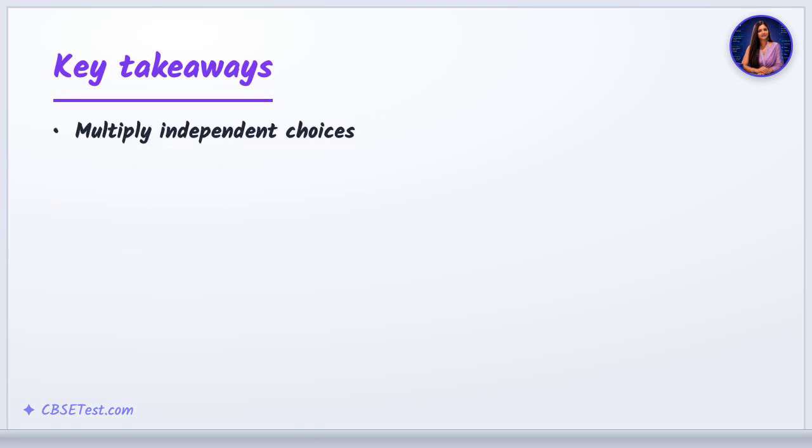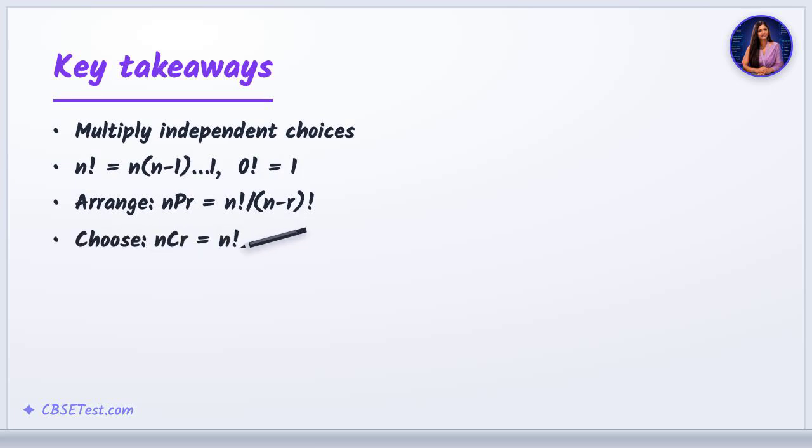To recap, multiply independent choices. Factorials build the formulas. Permutations count ordered arrangements, and combinations count unordered selections.